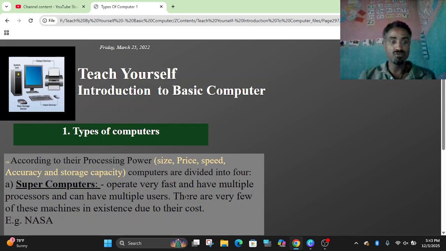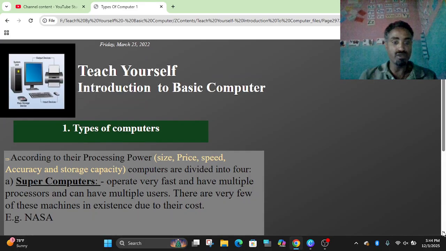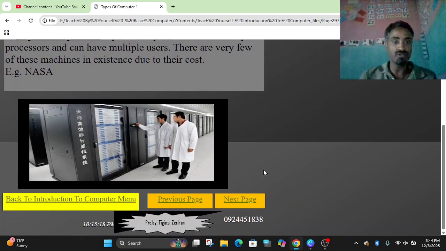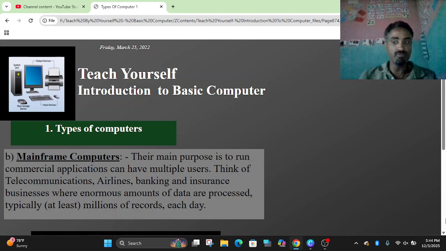For example, NASA, the National Aeronautics and Space Administration, uses this type of computer, supercomputers, especially for aerodynamics design. These are the type of computers used in NASA, here as an example.